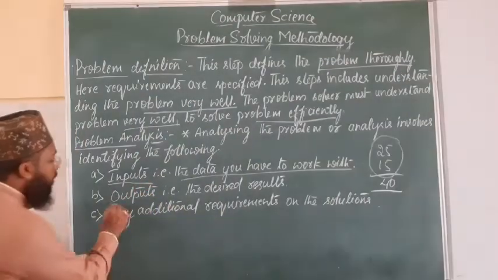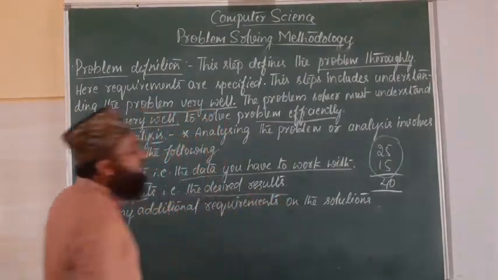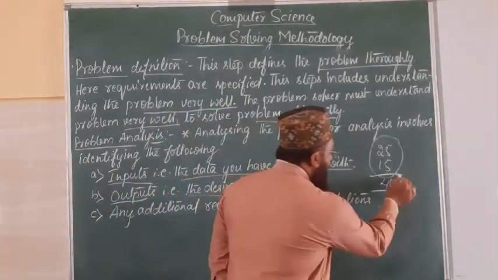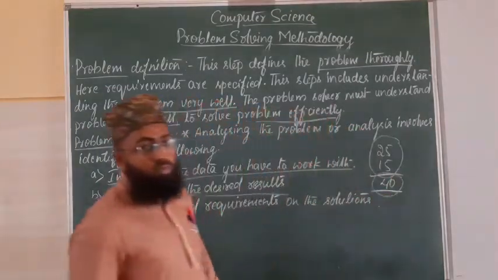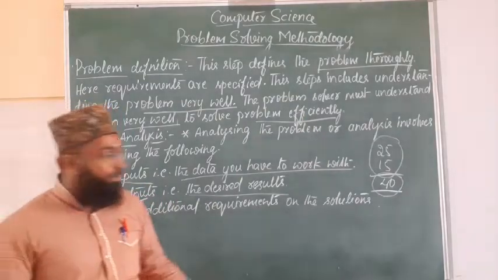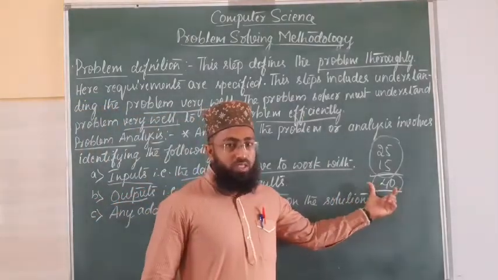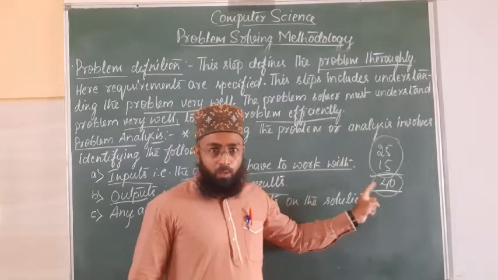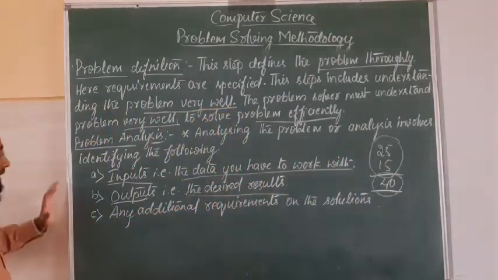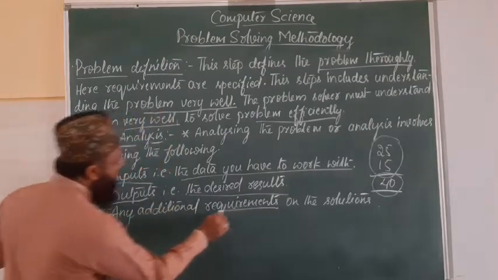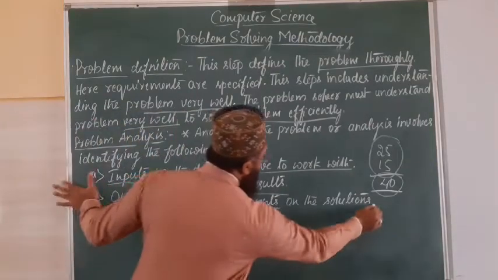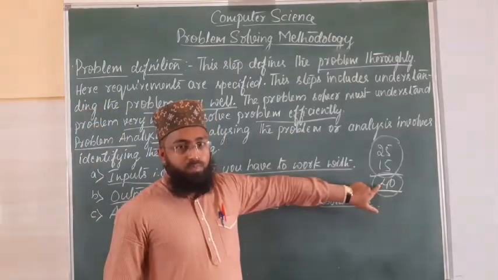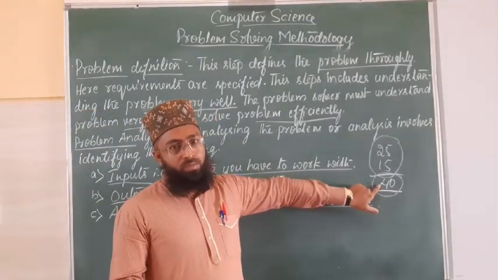Next thing, outputs, that is the desired results. If we take the inputs, then after solving, the result that comes is called the output. This is called the desired result. And finally the third one, any additional requirements on the solutions. Here the solution itself is the output.